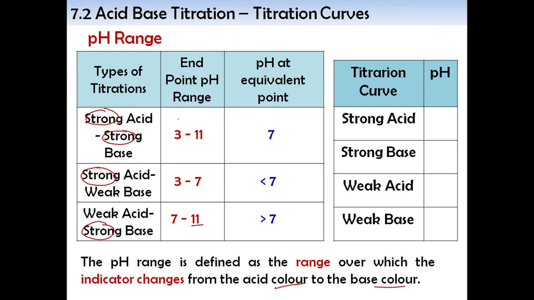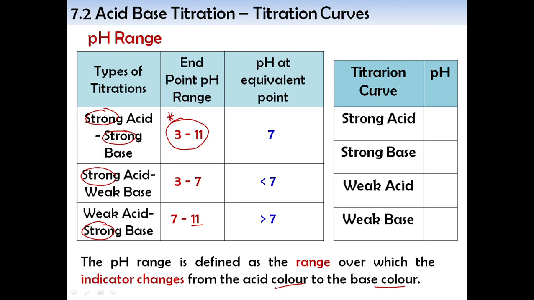So untuk endpoint pH range, sangat membantu kalau awak hafal this range, because for another two, you can figure out. Dia mesti 3 to 11. So for this, strong acid, acidic, so 3 to 7. Strong base, 7 to 11. Okay, so settle with endpoint pH range.